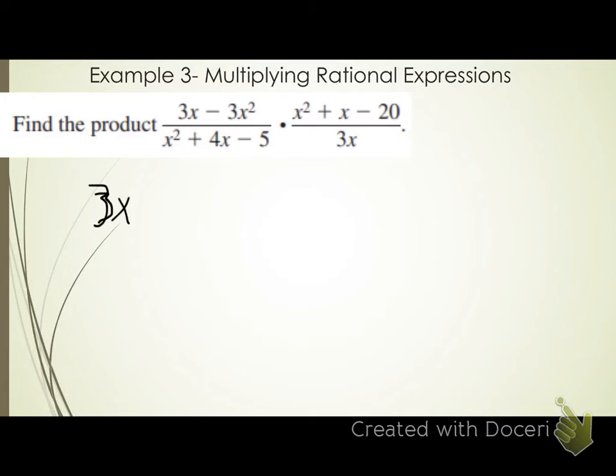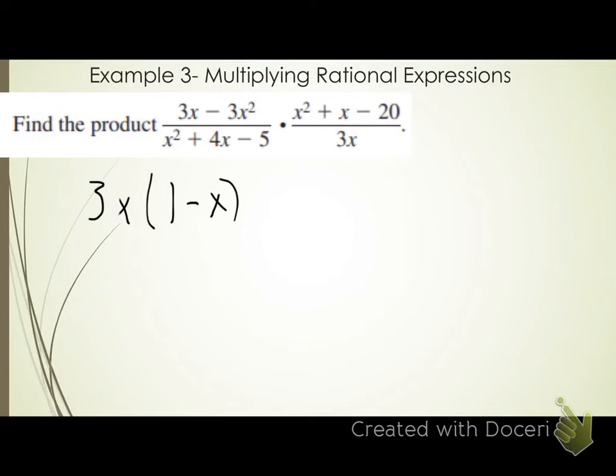What'd you say, Malia? Not negative x. They do have a 3 in common and an x in common, right? So 3x times what would give me 3x? 1. 3x times what would give me negative 3x squared? Negative x. And that'd be it factored.